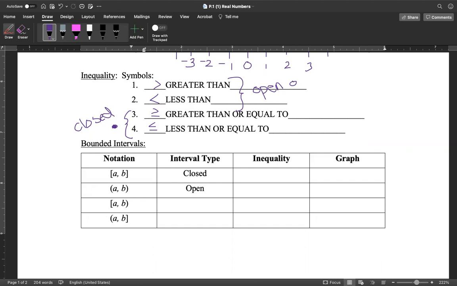All right, so if A and B were our numbers, and to make this easier, because I know every year students struggle with this, I'm going to say, instead of A and B, that way we have numbers, we'll do like -2 to 3. Okay, and this is a closed interval because both sides have brackets.